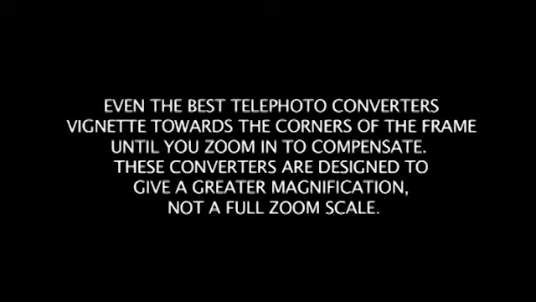But even the best telephoto converters vignette towards the corners of the frame until you zoom in to compensate. These converters are designed to give you a greater magnification, not a full zoom scale. What that means is that when you put it on the lens, the first thing you're going to see is it vignettes around the top left, right, and bottom left and right edges of the frame until you zoom in. And when you zoom in, that vignetting goes away. It's supposed to give you a good close-up, but you're not supposed to be able to use the entire zoom scale like with the 0.7x wide angle.